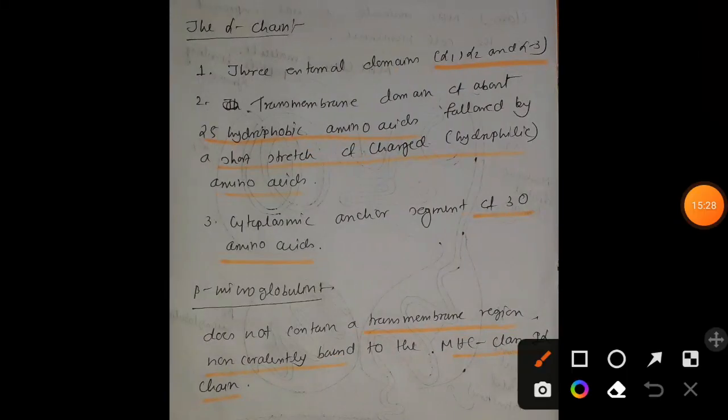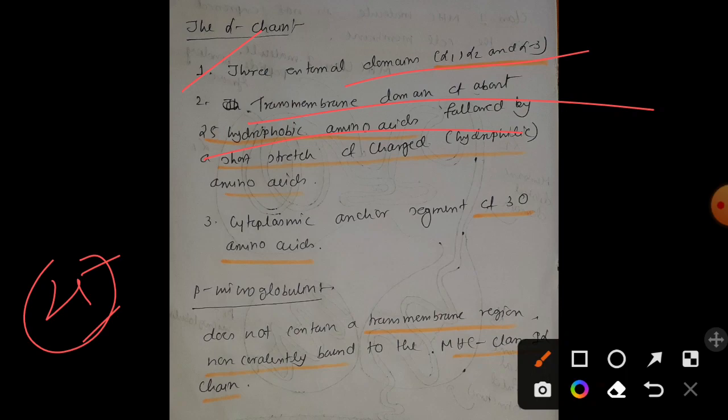So here what I have told you: three external domains, alpha 1, alpha 2, alpha 3, and a transmembrane domain of about 25, it will be 25 hydrophobic amino acids, followed by a short stretch of charged hydrophilic amino acids. Now, a cytoplasmic anchor segment of 30 amino acids. Okay, so that is all about the alpha chain, and the beta chain does not contain a transmembrane region, and it is non-covalently bound to the MHC class 1 alpha chain.